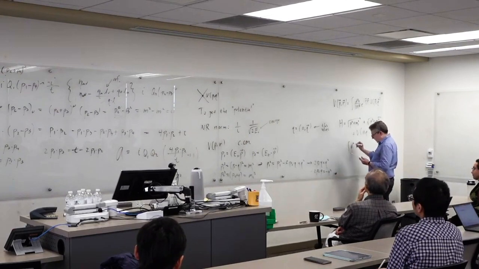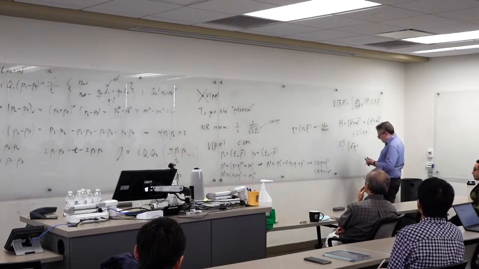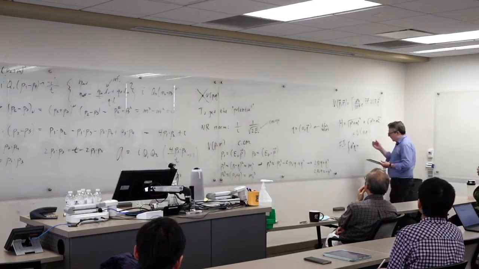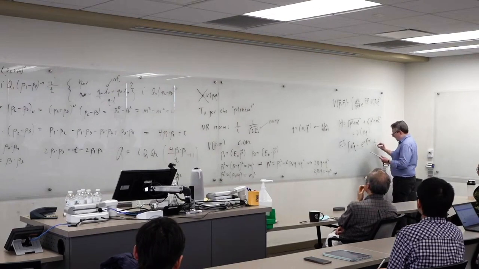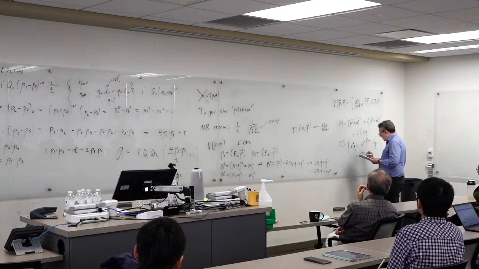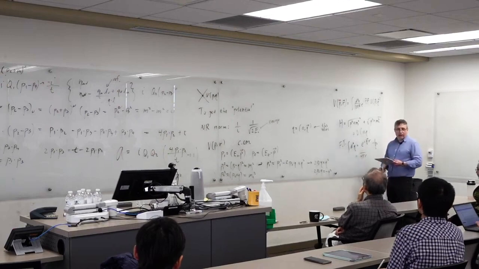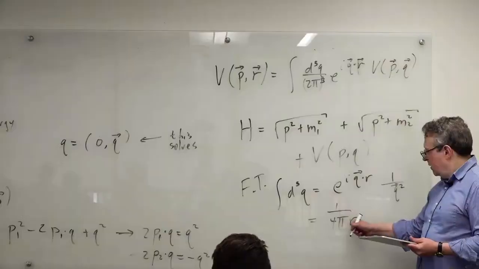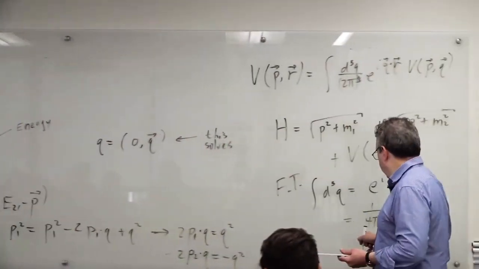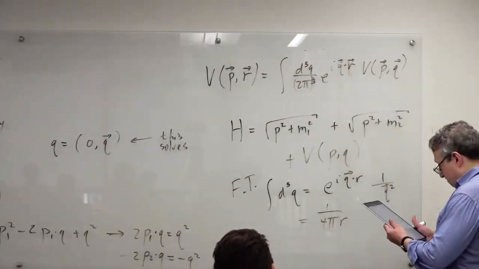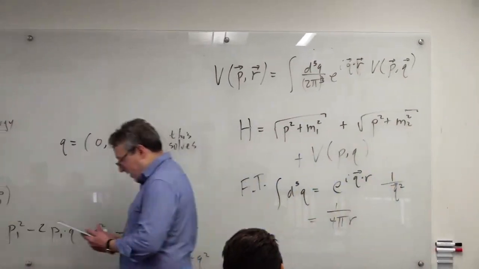Integral d cubed q e to the i q dot r, 1 over q squared. You can look this up or do it however you want to do it. That's equal to 1 over 4 pi r. Sounds like we're heading in the right direction, aren't we? 1 over r. I've seen that over there. Newton said something about that, right? 1 over r. So, I am almost done.